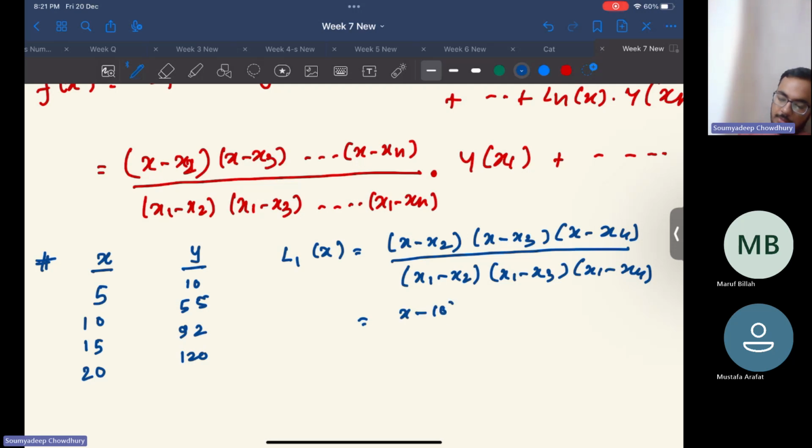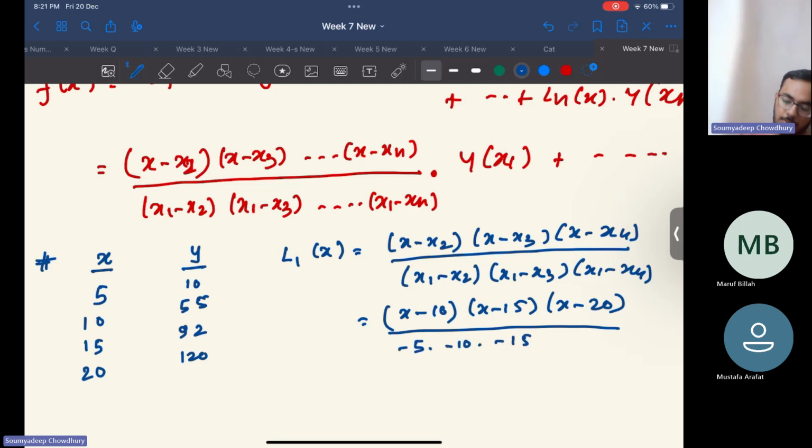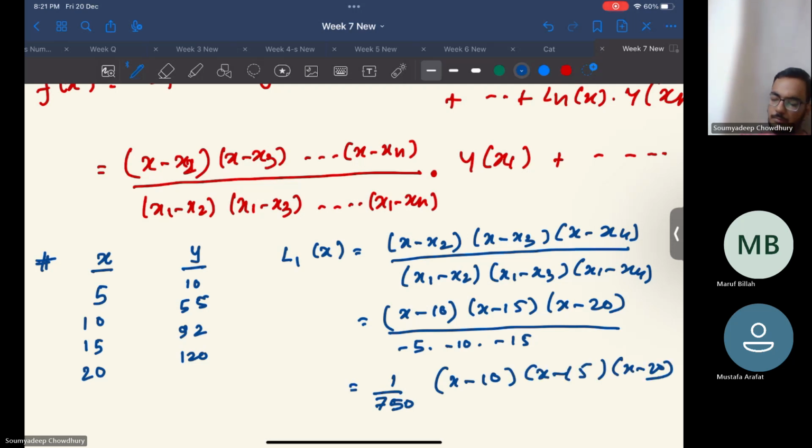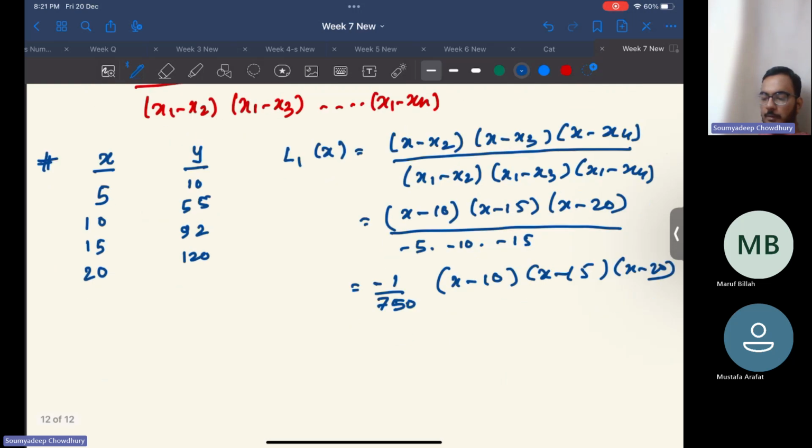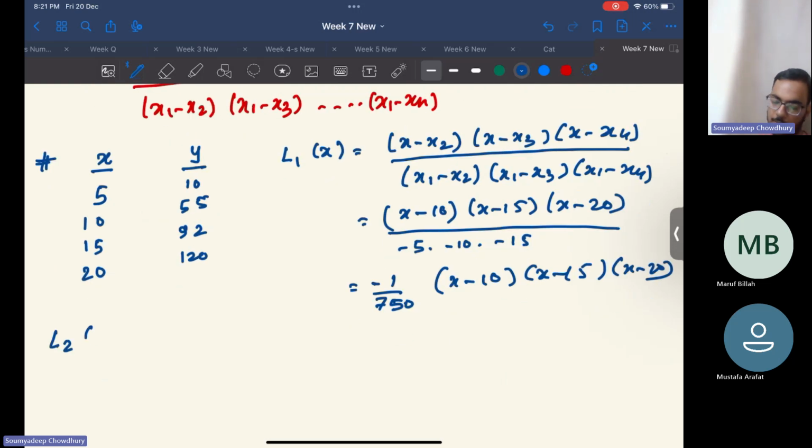So it is x minus 10 into x minus 15, x minus 20 upon x1 minus x2, which is minus 5, minus 10, minus 15. Minus 5 into minus 10 into minus 15. So 5 tens are 50, 50 into 15, minus. So this will be my L1 of x. Similarly, what will be my L2 of x?